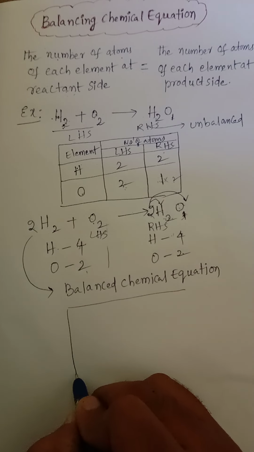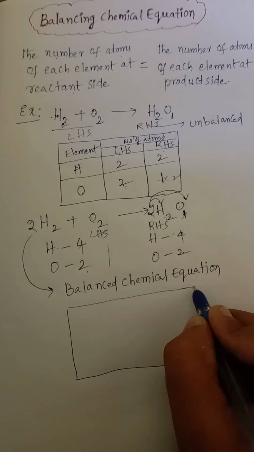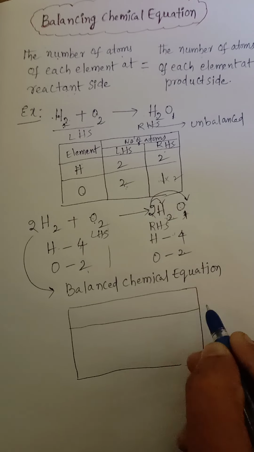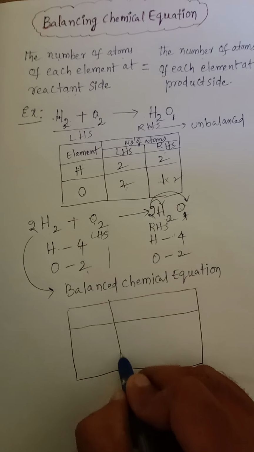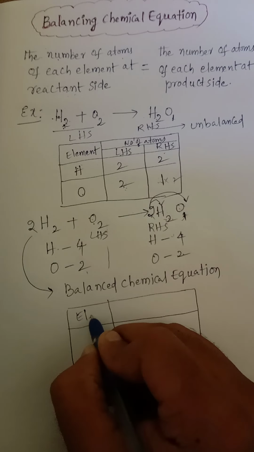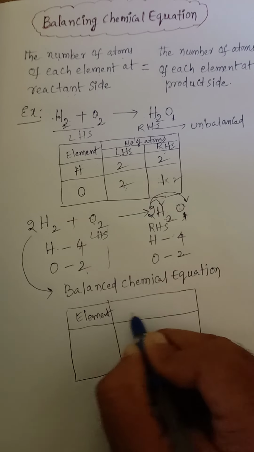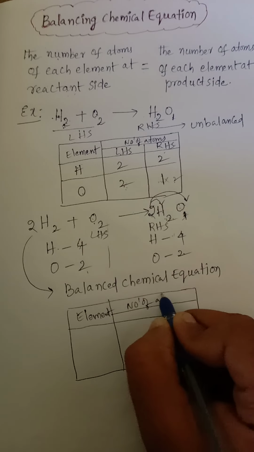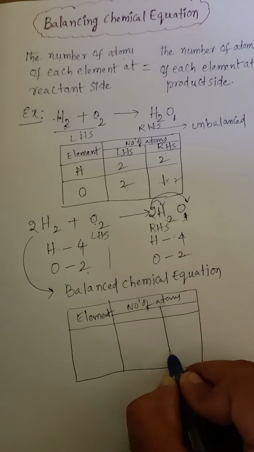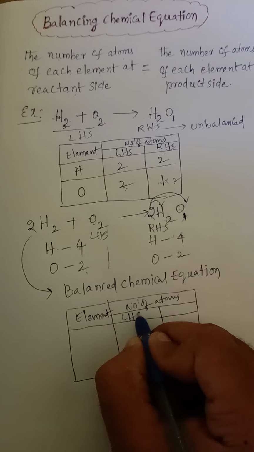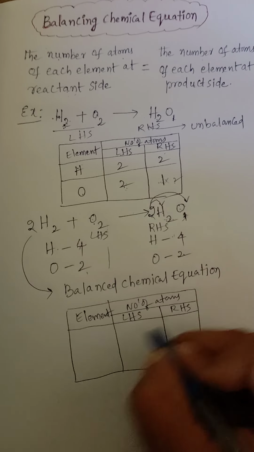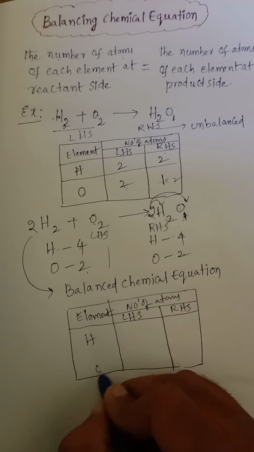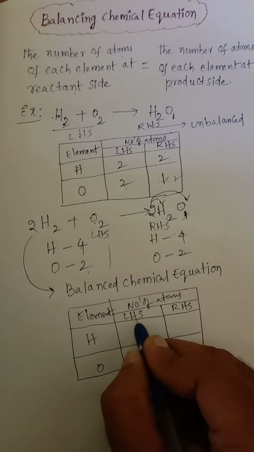We need to take the tabular form here. So this is the tabular form for the balanced table. We need to take this block here, and we need to take 2 blocks here. One is number of atoms. Number of atoms means we need to take LHS and we need to take RHS. So elements, how many elements are there? Hydrogen, oxygen.